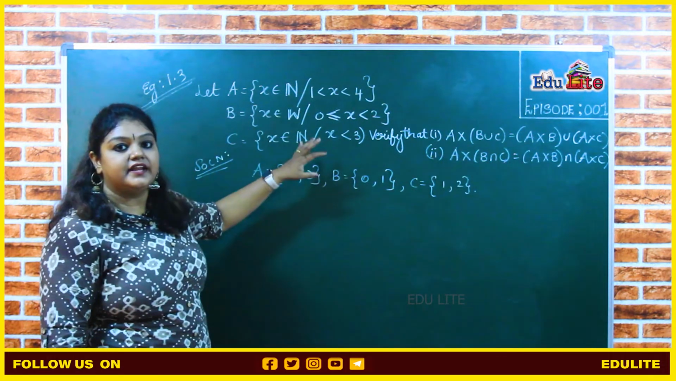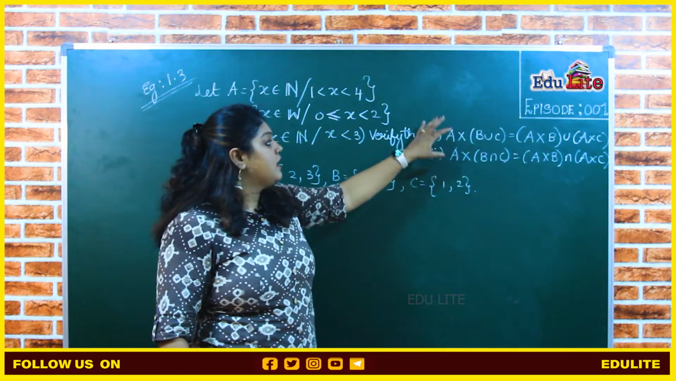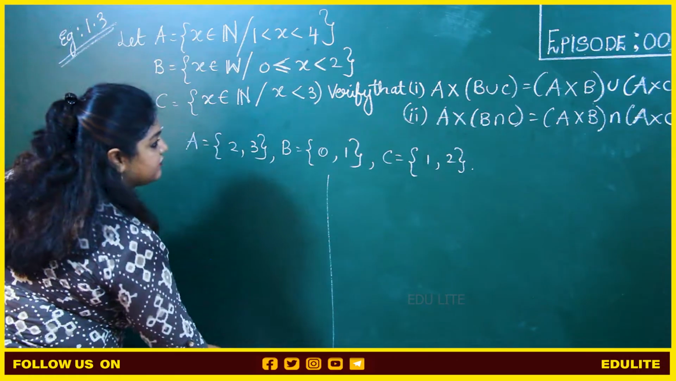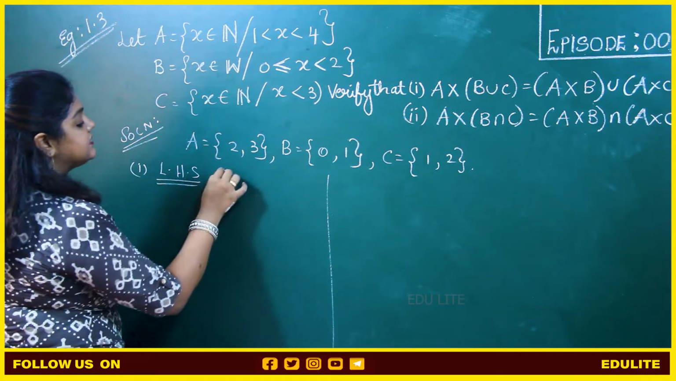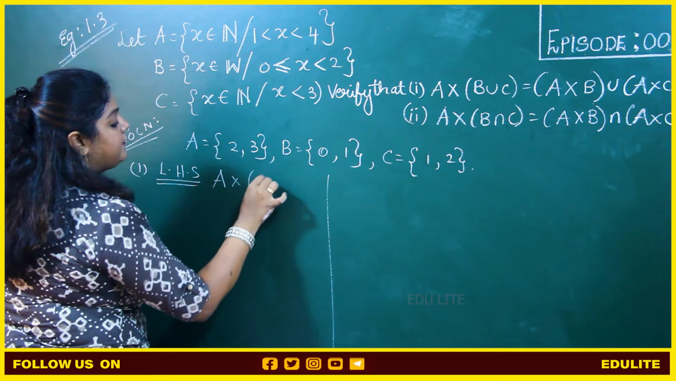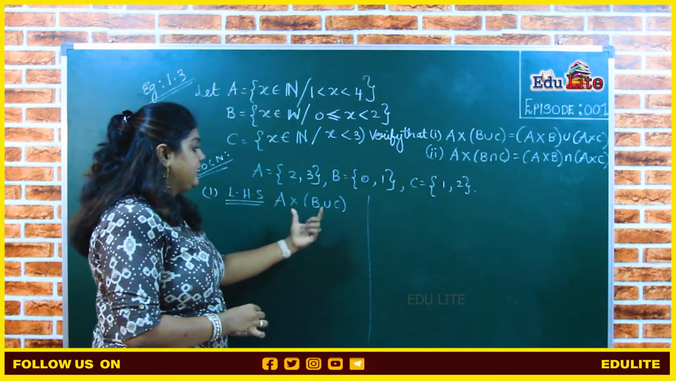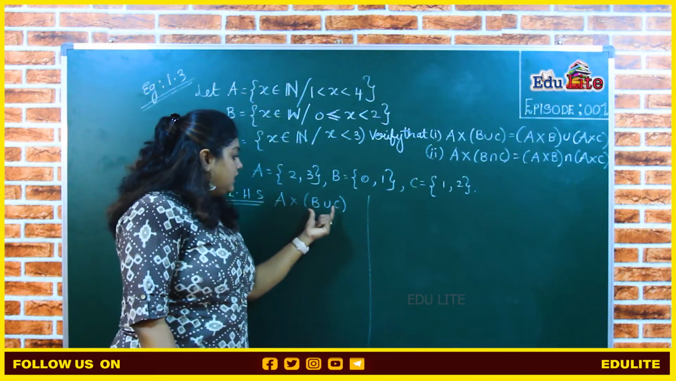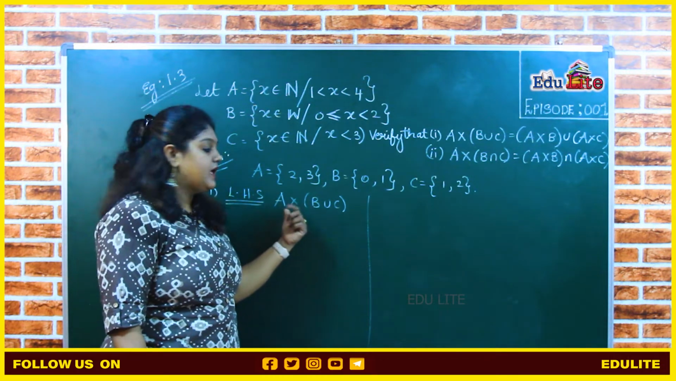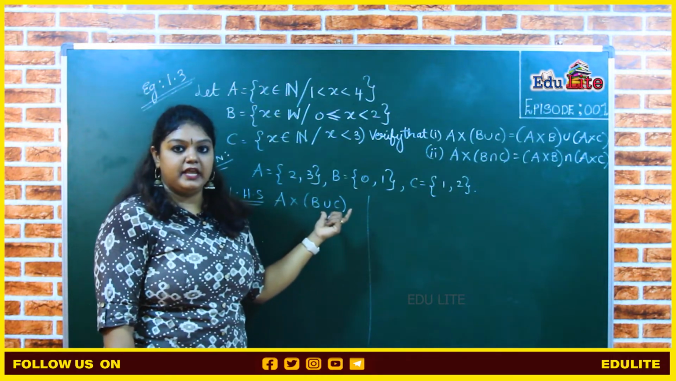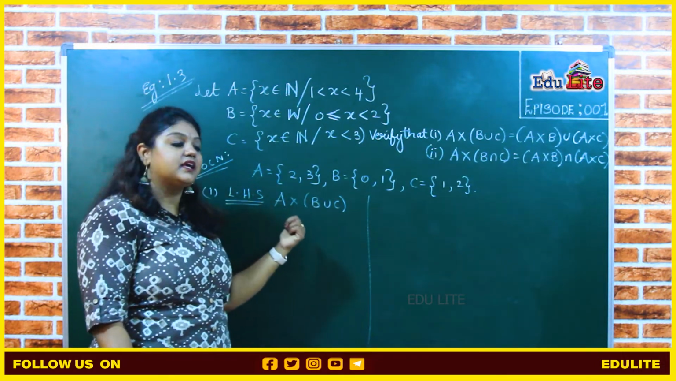So, first we have written the sets A, B and C. Now, we will prove these two subdivisions one by one. For proving the first subdivision, we will take the LHS. LHS is given as A cross (B union C). While proving this, we have to keep one thing in mind. First, we will solve the term within the bracket, then we will move on to the next portion. Within the bracket, we are given B union C. First, we will find B union C, then we will cross product it with A.